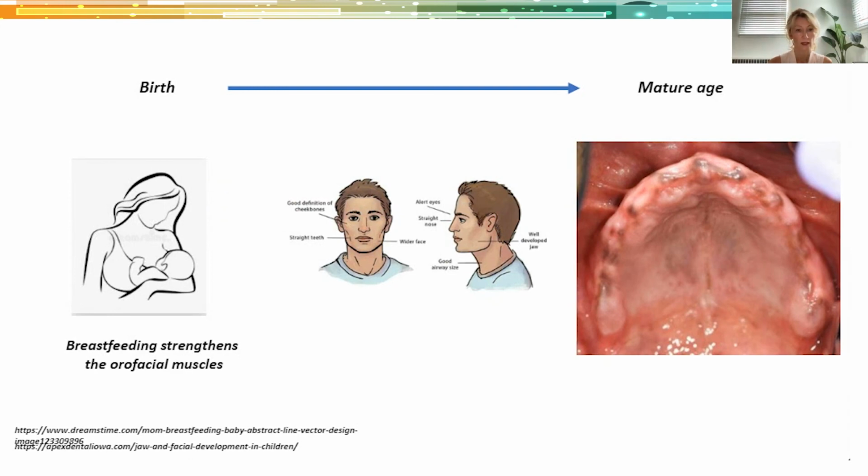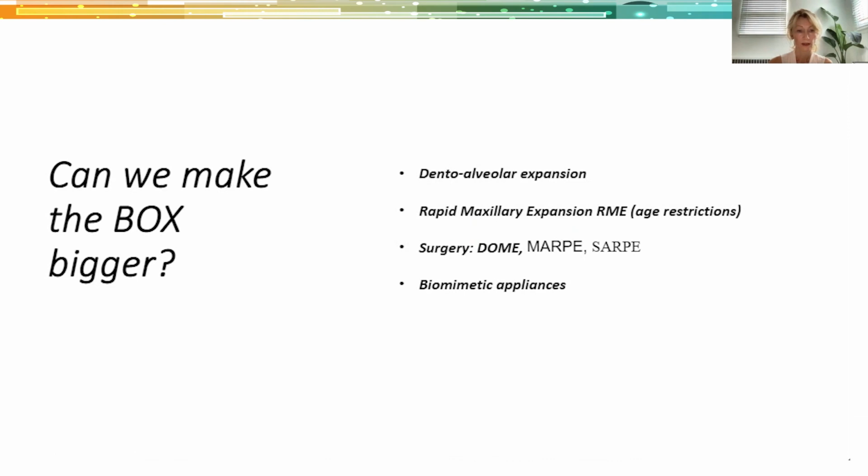Now, this is what is supposed to happen from birth with breastfeeding and proper stimulation of our maxilla from the tongue, developing into a more square face, with more anterior growth and more transverse growth. So we have these wider maxillas, wider palates, and more space for all the structures. And now, a few minutes on just brainstorming how we can make that box bigger.